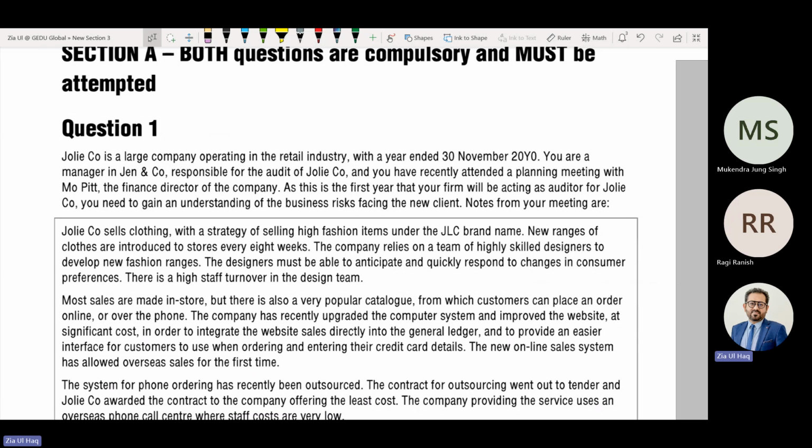There is detection risk, audit risk. We are going to identify business risk. Ignore this. So you need to gain an understanding of the business risk facing the new client. Notes from your meeting are given below.